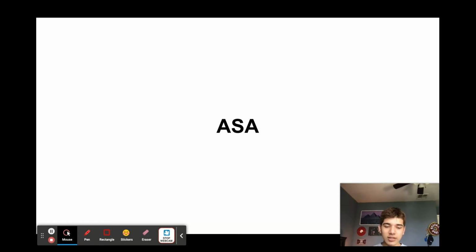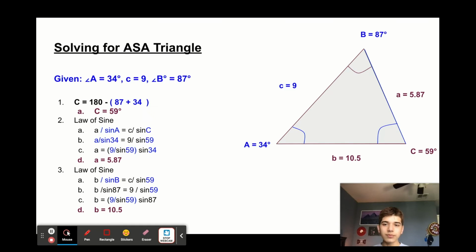I'm going to be presenting scenario ASA, or angle side angle. We first begin by solving for the unknowns in the triangle, which are the remaining two sides and our third angle. Our givens are angle A, 34 degrees, side C, 9, and angle B, 87 degrees.